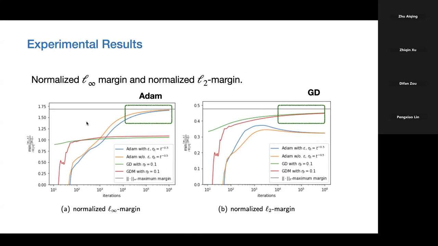So finally, we can definitely show that after a number of iterations, Adam will converge to the maximum L infinity margin, while gradient descent cannot do so, and gradient descent with momentum also cannot converge to the max L infinity margin.